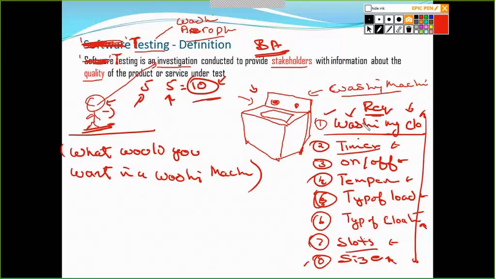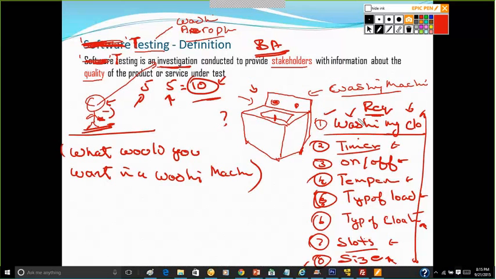So I will take the requirement. My requirement for this washing machine is that it should be able to wash my clothes. So what Chitra is going to do, Chitra is going to take a set of clothes, put it into this washing machine and check whether it's really washing my clothes. So you are investigating. For whom are you doing this?